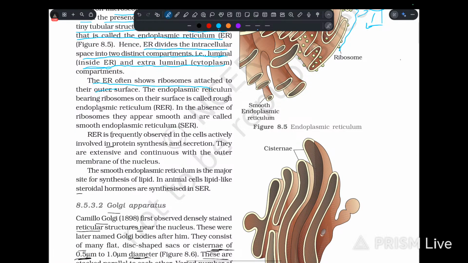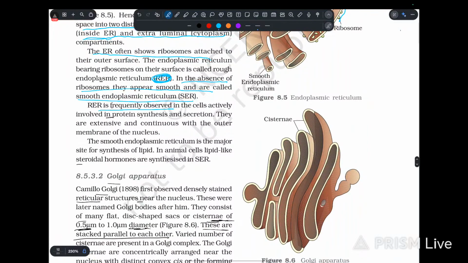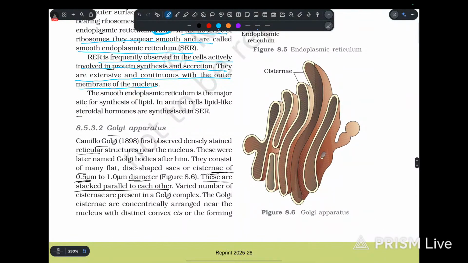When there are ribosomes attached to the outer surface, it is called rough endoplasmic reticulum. If there is an absence of ribosomes on the surface, it is called smooth endoplasmic reticulum. Rough endoplasmic reticulum is frequently observed in cells actively involved in protein synthesis and secretion. They are extensive and continuous with the outer membrane of the nucleus.